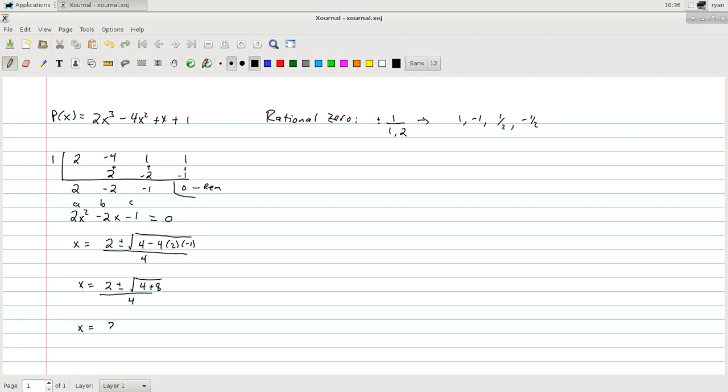If we simplify the radical further, we've got 2 plus or minus the square root of 12 over 4. And then 12 we can break apart, and we can write this as 2 plus or minus 2 radical 3 over 4. Now everything here has a 2 in common, so we can factor out the 2 and reduce, which gives us 1 plus or minus 1 radical 3 over 2. So our zeros are x equals 1, x equals 1 plus radical 3 over 2, and x equals 1 minus radical 3 over 2.